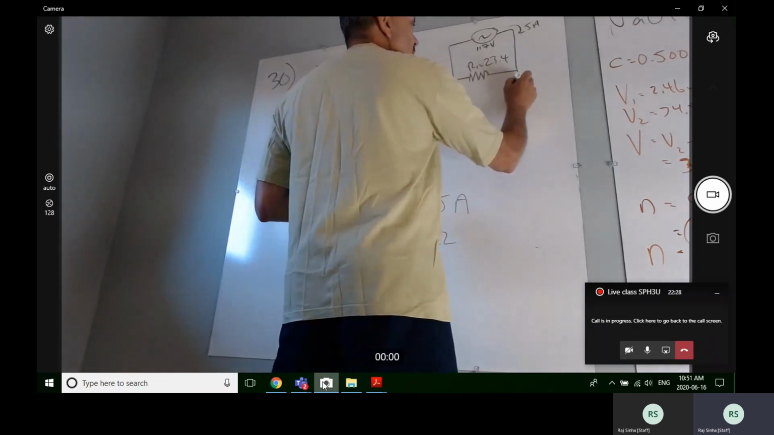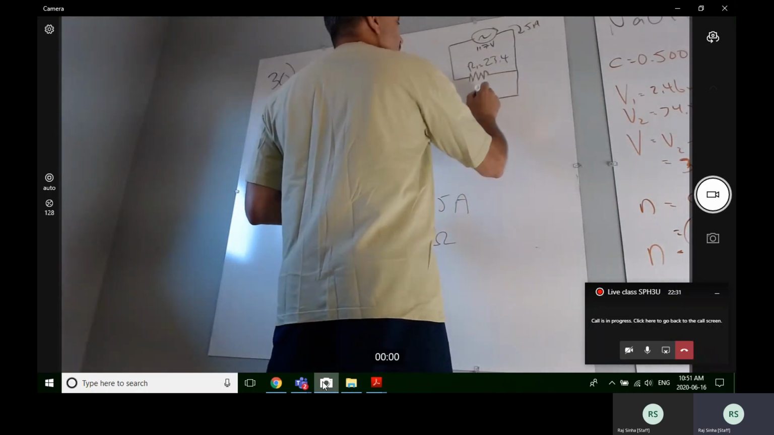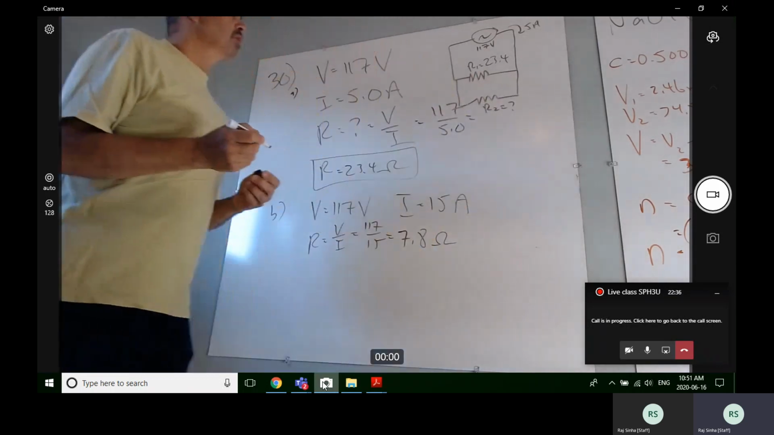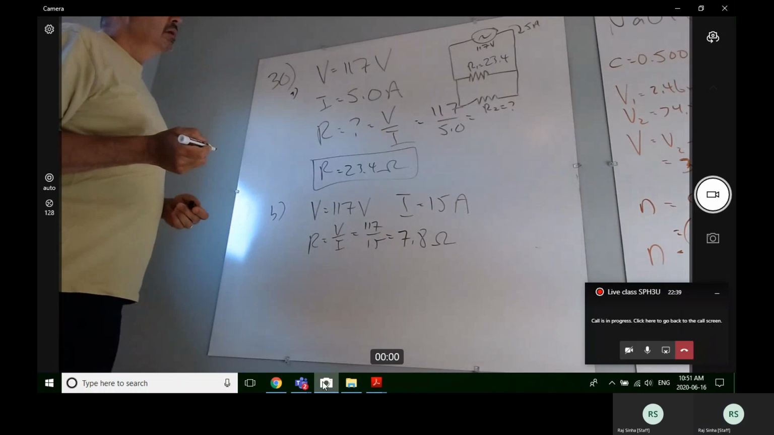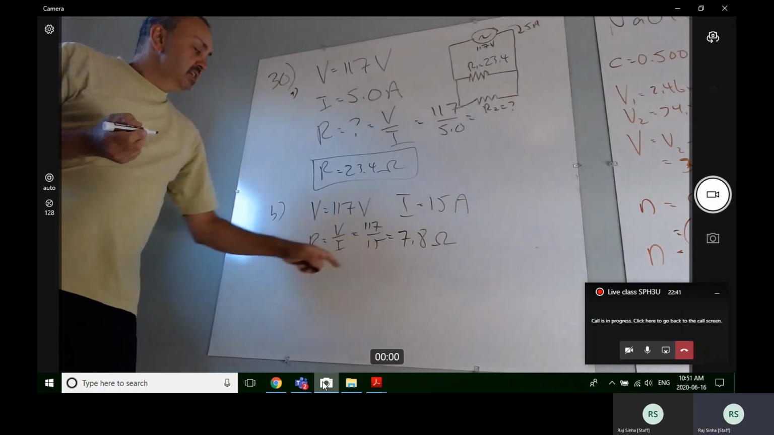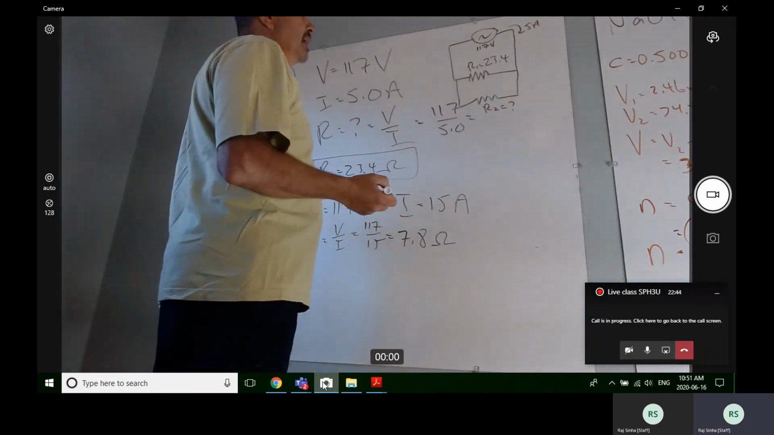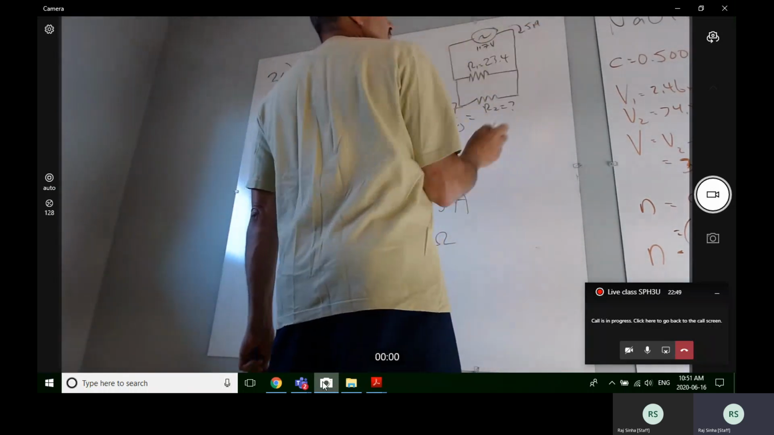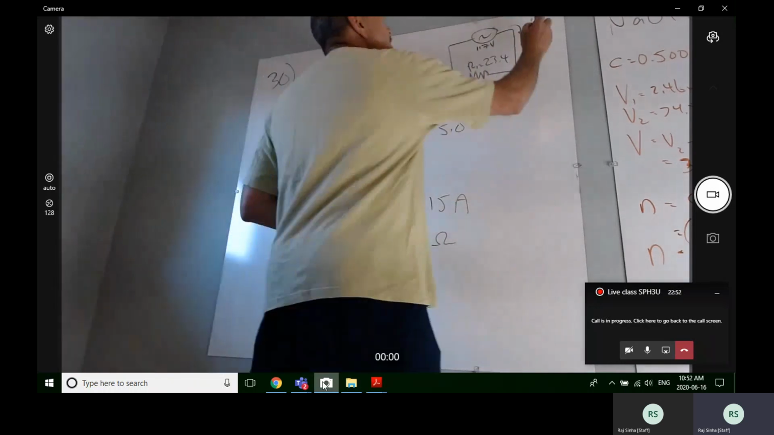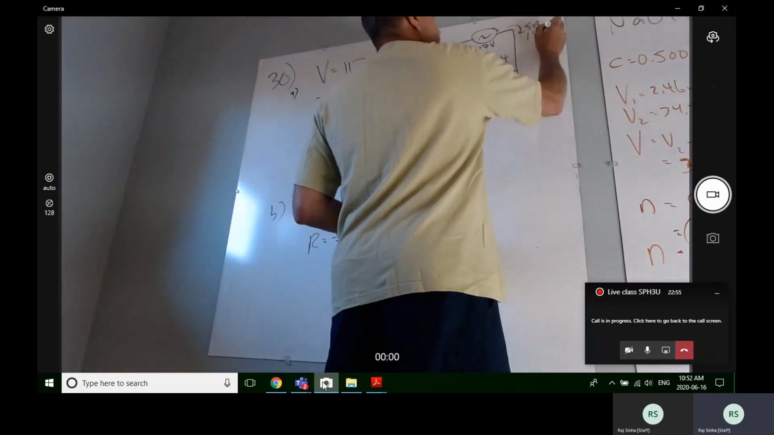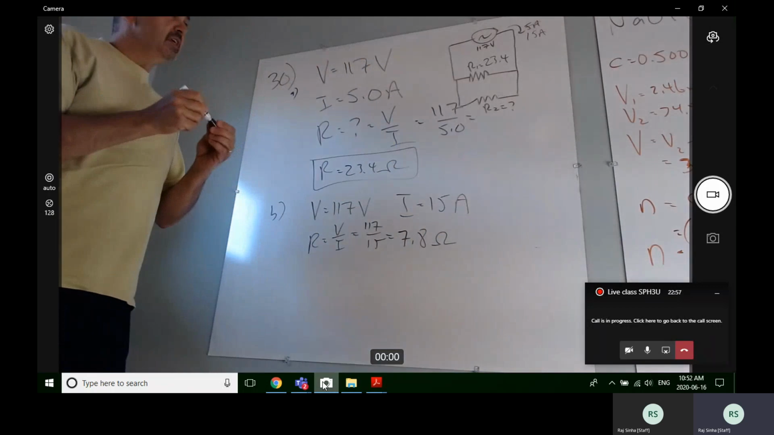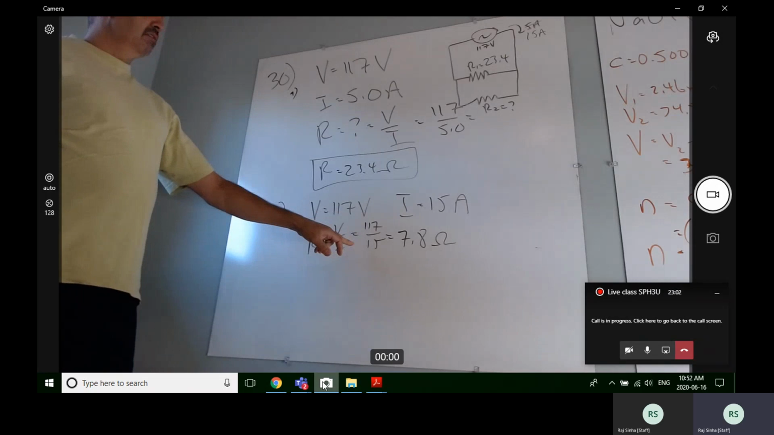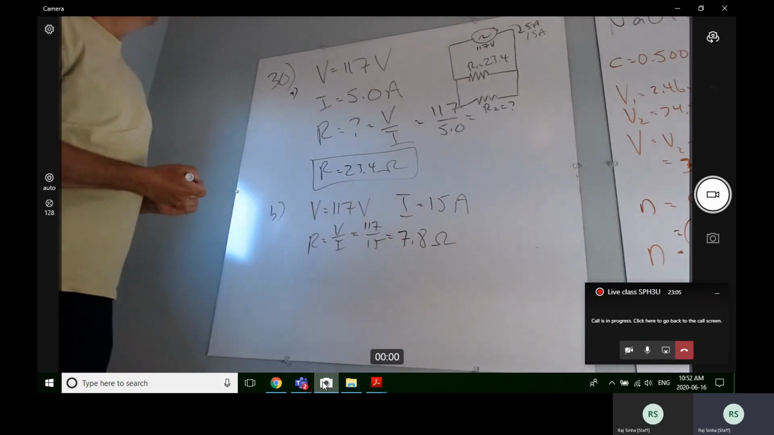I want to make the current up to 15 amps. So the question says, how much more resistance do I need to add here in parallel to make this work? Now, if I know that my total resistance in the circuit is now going to be 7.8 ohms, I've changed my current from 5 amps to 15 amps, right? So it was 5. Now I've added another resistor, and the current goes up to 15 amps. So with 117 and 15, I'm getting a total resistance of 7.8 ohms.